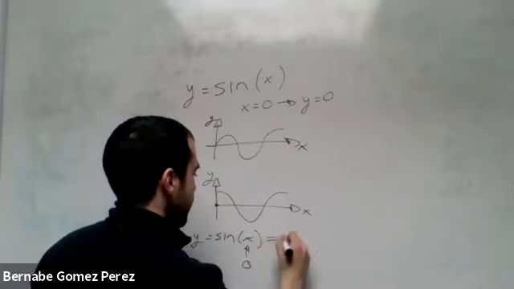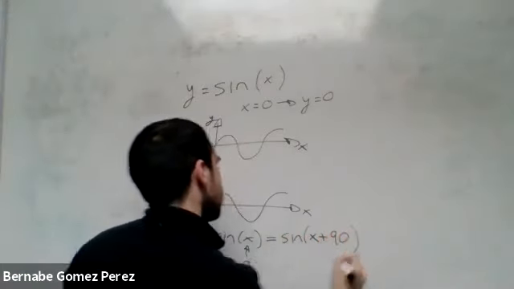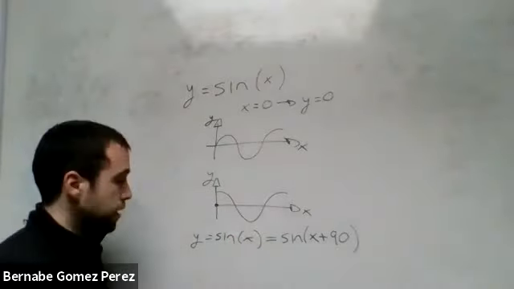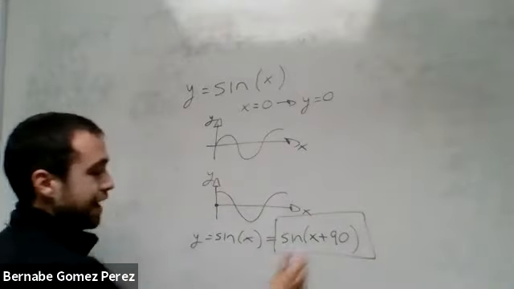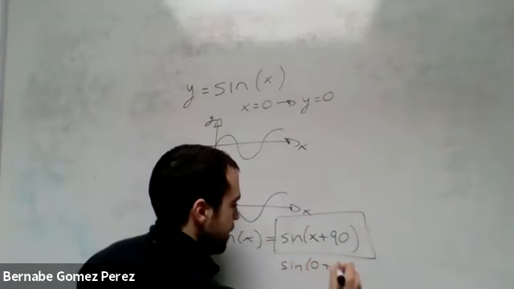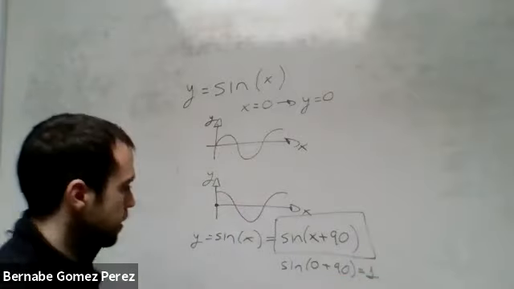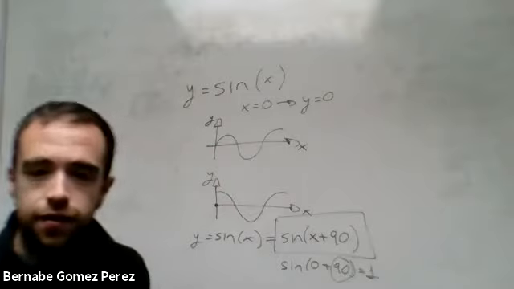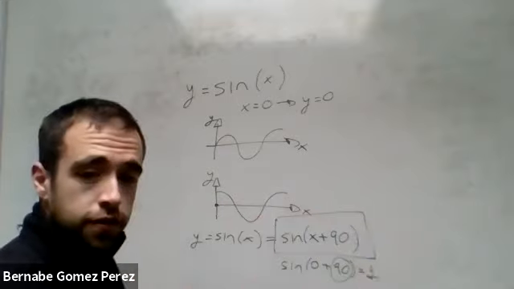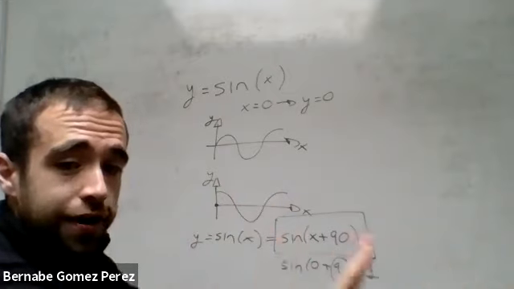But what if I have sine of x plus 90? What if I have this? I plug 0 here. Sine of 0 plus 90 is equal to 1. What does it mean? That the phase is 90, okay? So the whole chart is displaced. That phase describes the displacement of the chart, okay?